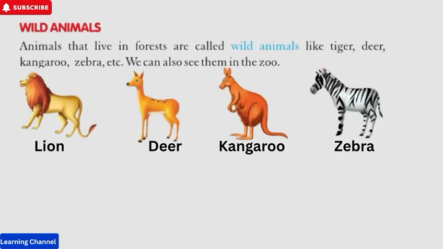Let's move to the wild animals. Animals that live in forest are called wild animals like tiger, deer, kangaroo and zebra. We can also see them in the zoo. The examples of wild animals are lion, deer, kangaroo and zebra.